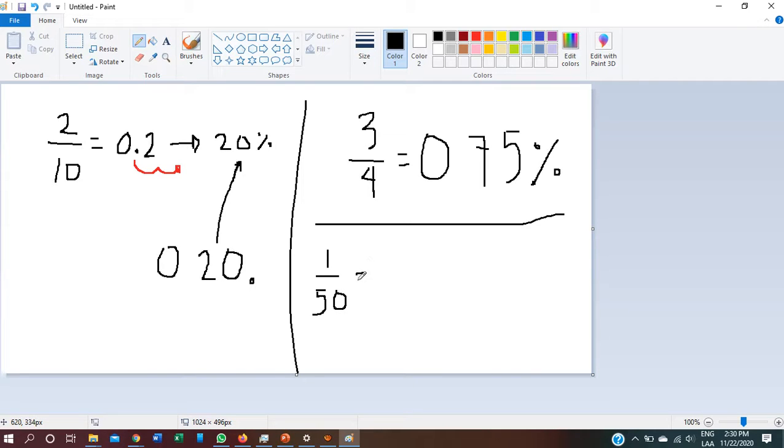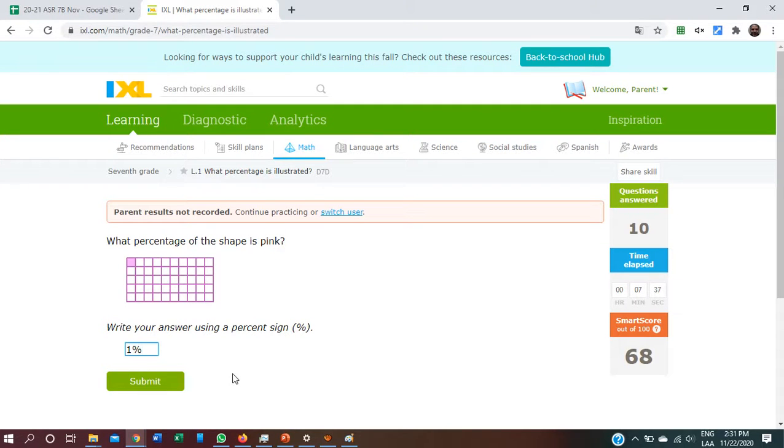If you do this division, you're going to find out that it is 0.02. If you move the decimal point 2 spaces, 1 and 2, we find out that this is our answer, 2%. Not 1%, but 2%.